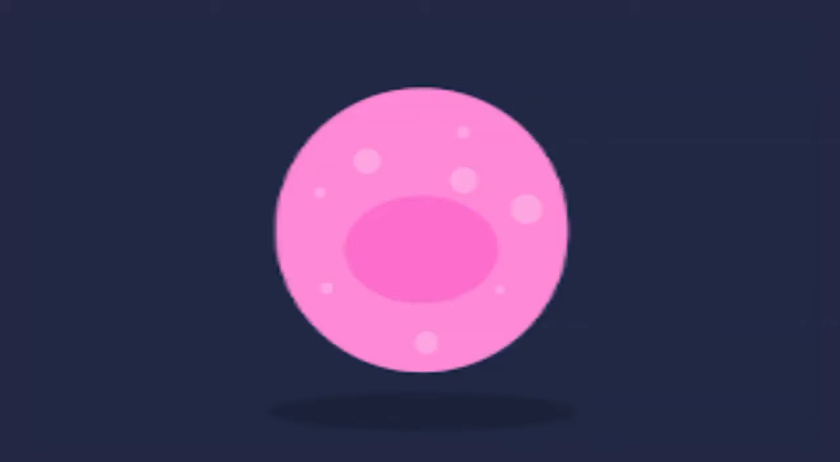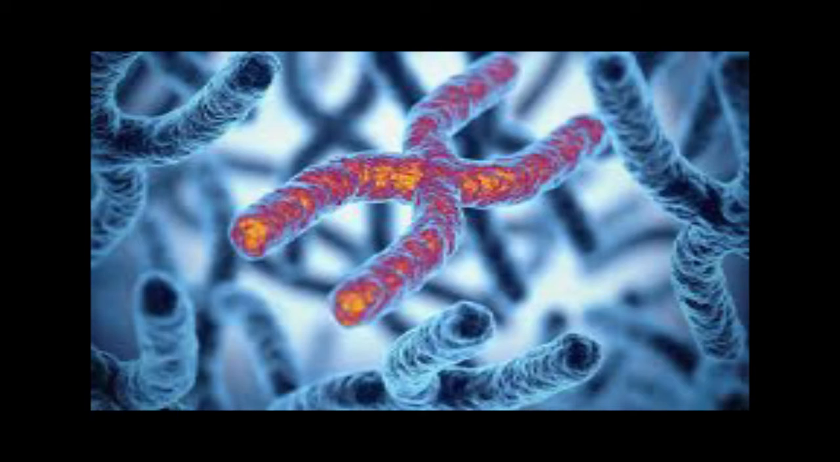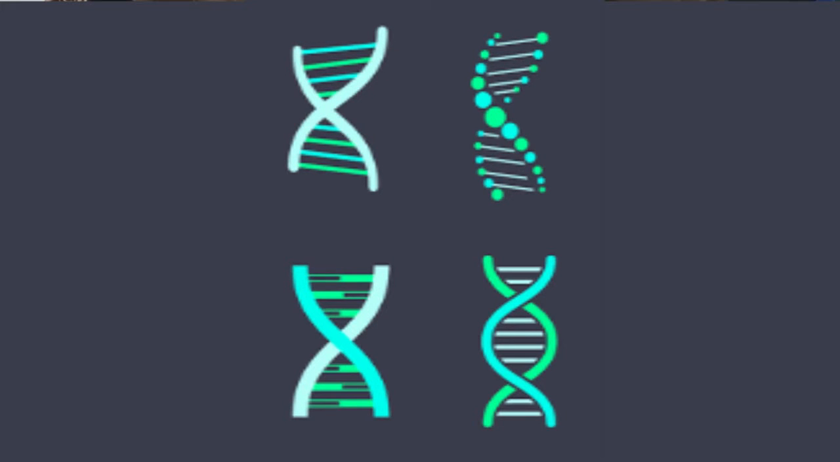The cell is the basic unit of life. Inside the cell, we have the nucleus, wherein the protein synthesis takes place. Now, the nucleus has something called chromosomes. In humans, we have 23 pairs of chromosomes. Inside the chromosome, you have a double-stranded long DNA chain.